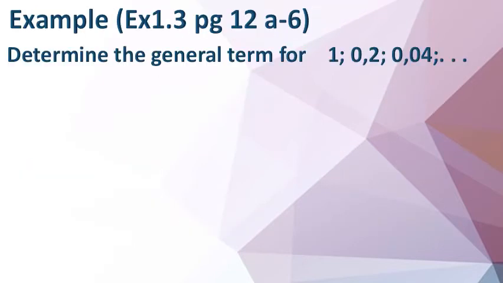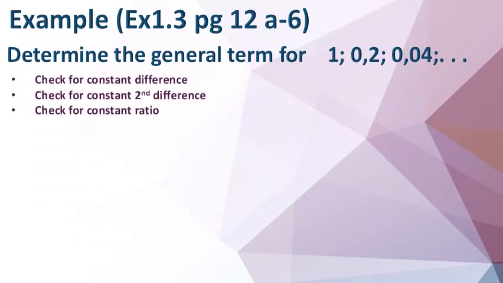Okay, so easy peasy example. We just need to determine the general term for this given sequence. 1, 0.2, 0.04. Now, this is obviously a geometric sequence since that's the topic of the lesson. But if it was just asked to you and you didn't know which kind of sequence you were dealing with, then go through the process of checking for a constant difference, checking for a second constant difference, and then checking for a constant ratio. Just remember to double check all 3 of those, and for this one you'll see that we do have a constant ratio.